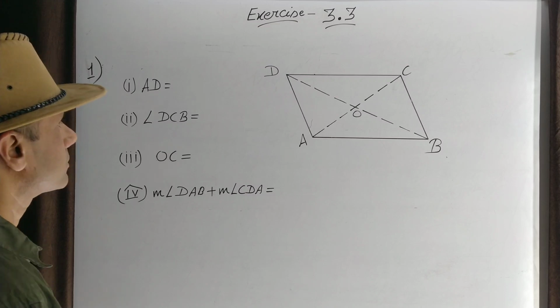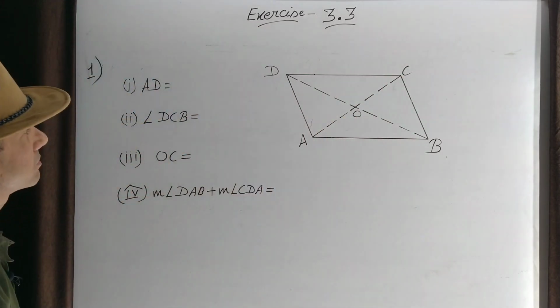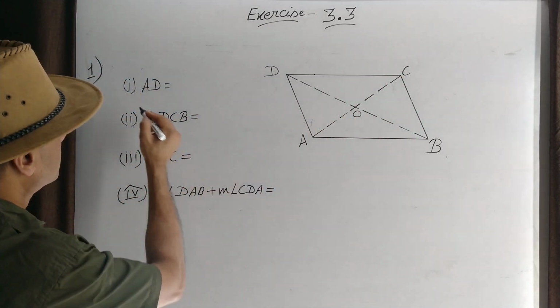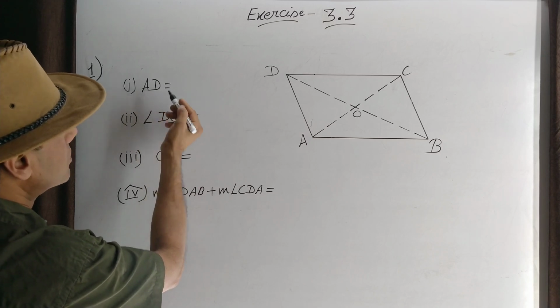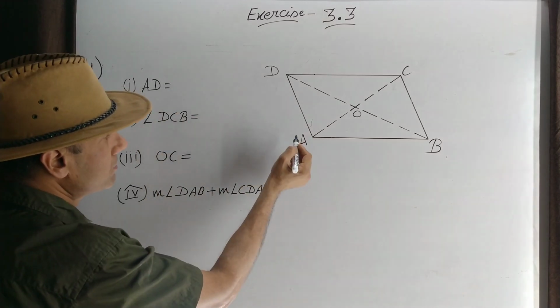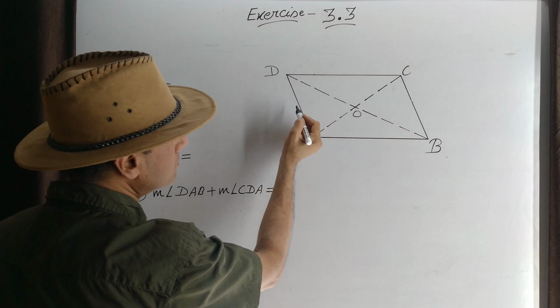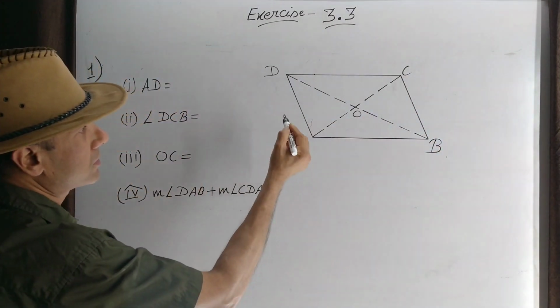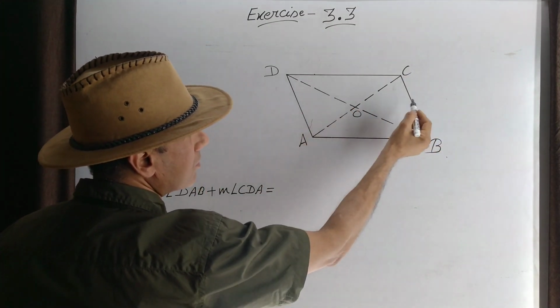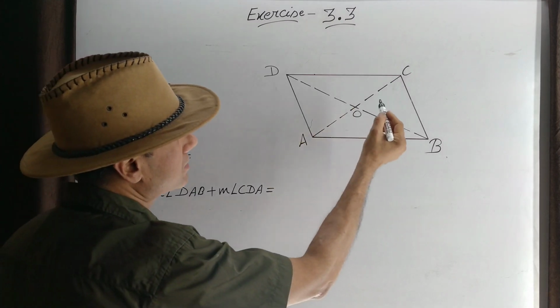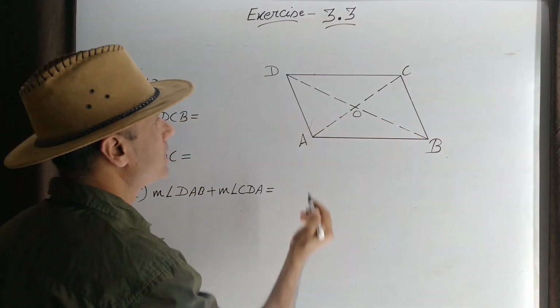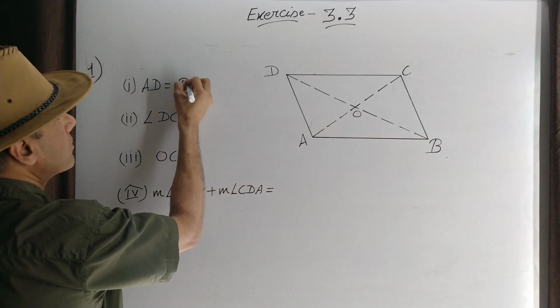Question number 1. This is a parallelogram. In this, we have to find AD equals to which part? So AD is equal to BC because these two are opposite sides and opposite sides of a parallelogram are equal. So this will be equal to BC.